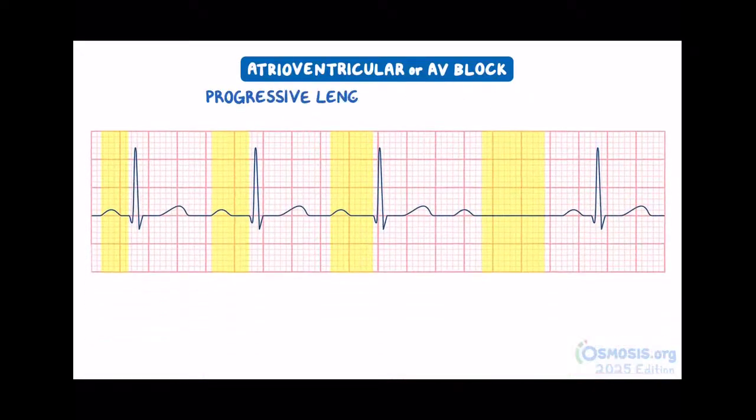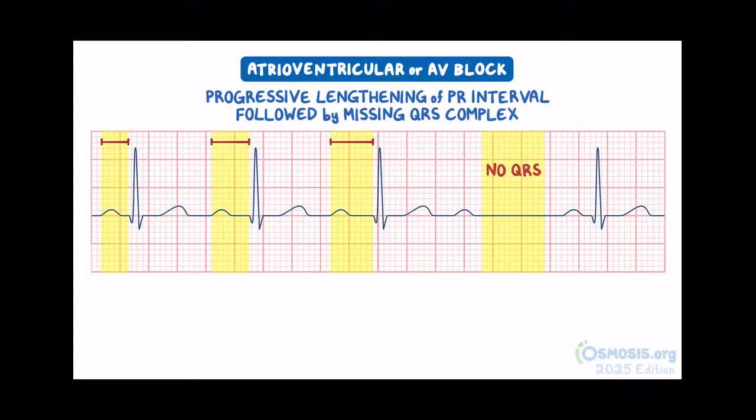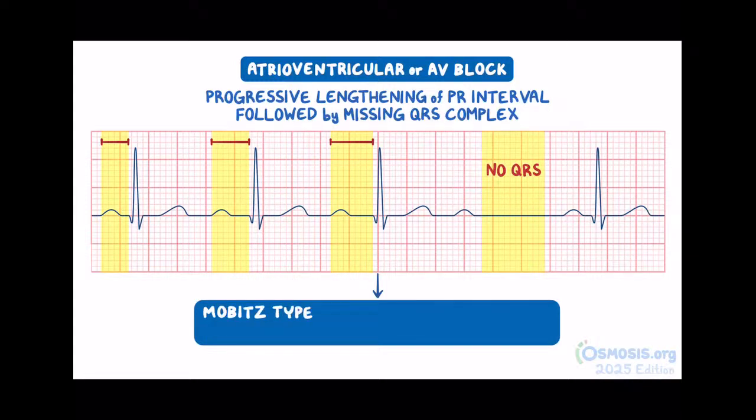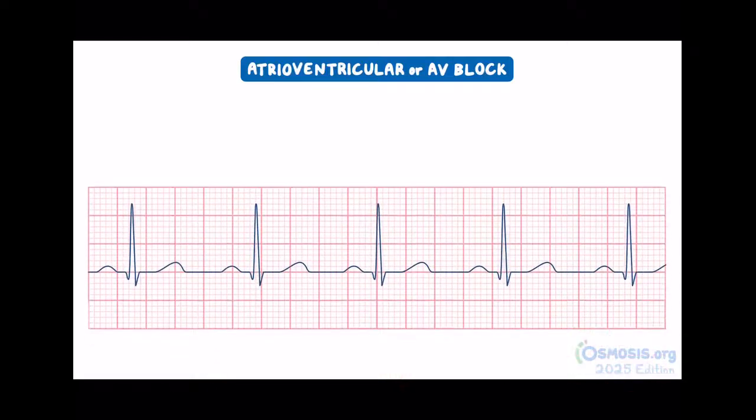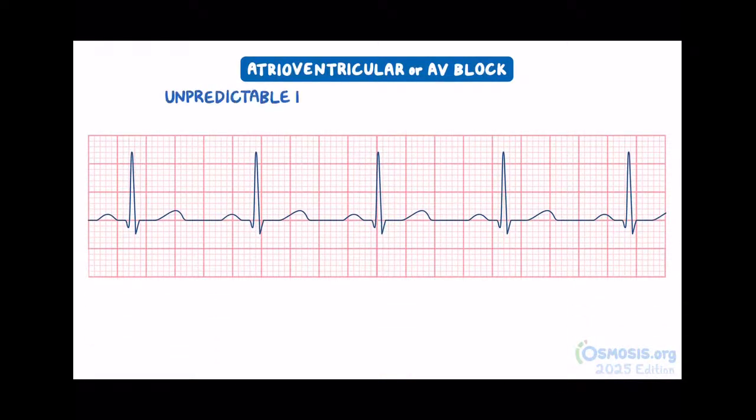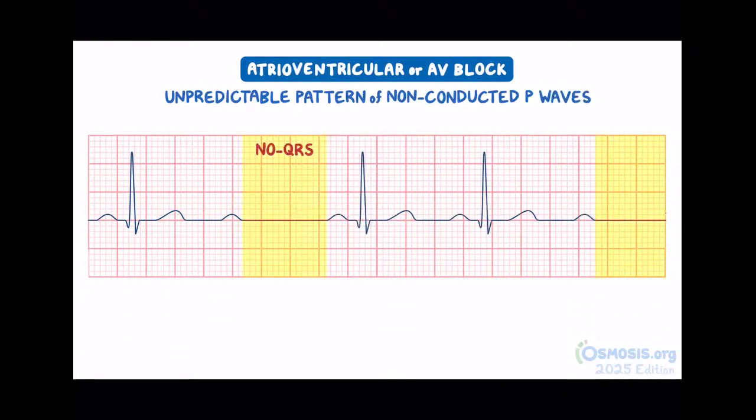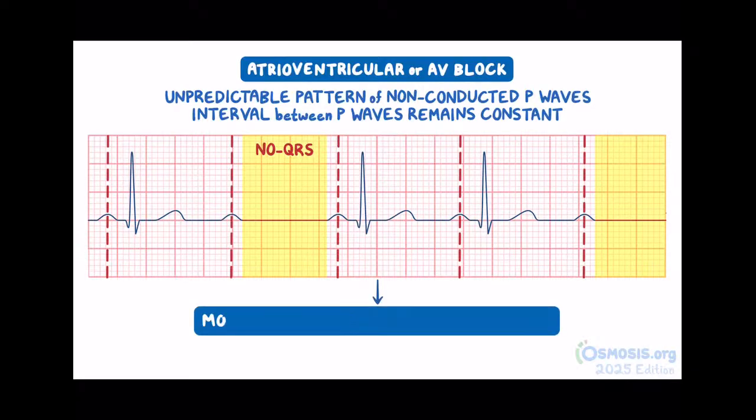Alternatively, if there's progressive lengthening of the PR interval followed by a missing QRS complex, diagnose Mobitz type 1 second-degree AV block, which is also called Wenckebach phenomenon. On the other hand, if there's an unpredictable pattern of non-conducted P waves, but the interval between P waves remains consistent, diagnose Mobitz type 2 second-degree AV block.